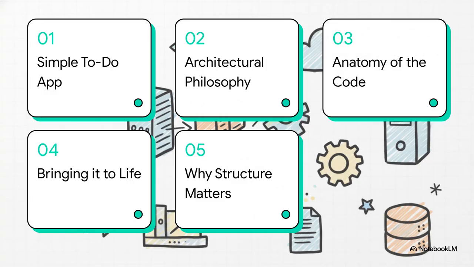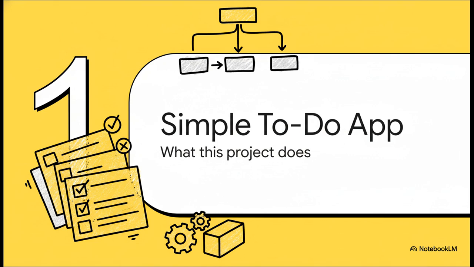So, to make sense of everything, here's our game plan. First, we'll see what the app actually does. Then, we'll dig into its blueprint, its architecture. After that, we'll look at the actual code files and see how to get the app running, and we'll wrap it all up with why this structure is so important. All right, let's start with the basics.